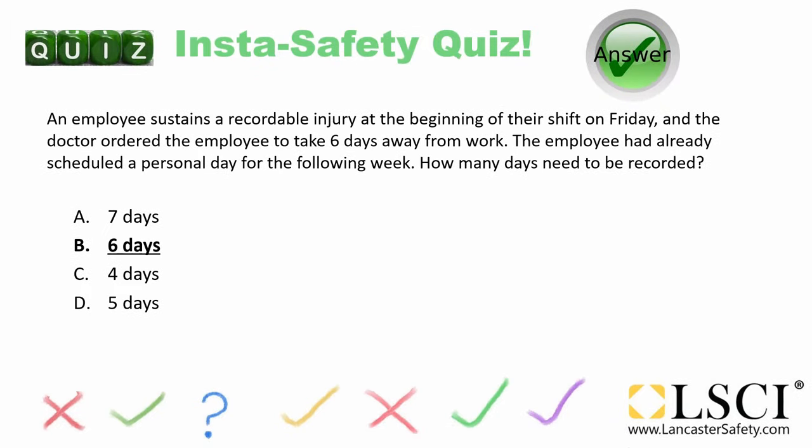The answer is actually B, six required days. You must count the number of calendar days the employee was unable to work as a result of the injury or illness, regardless of whether or not the employee was scheduled to work on those days. Weekend days, holidays, vacation days, or other days off are included in the total number of days recorded if the employee would not have been able to work on those days because of the work-related injury or illness.